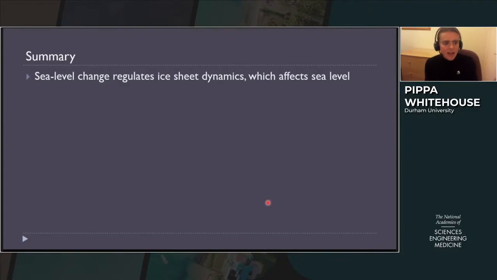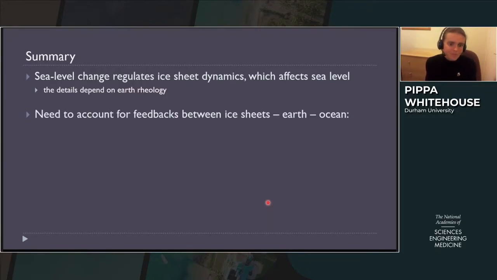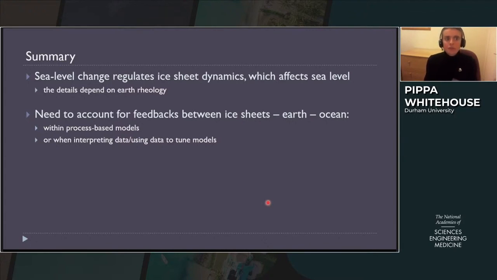So this is my summary slide. Hopefully you've seen that sea level change regulates ice sheet dynamics, which in turn obviously affects sea level change, and that the details depend on earth rheology. We need to account for feedbacks in models and also when we're interpreting data. That doesn't mean that all models need to be fully coupled or fully 3D, but we need to understand what's in the models, what we need to correct for, and potentially what we could parameterize in a relatively simple way and do a good enough job.